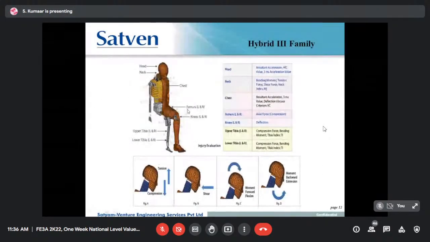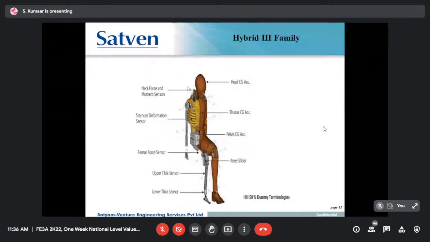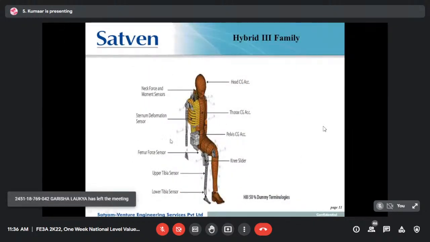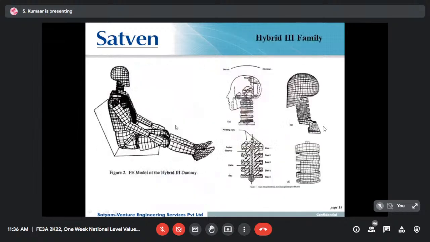So these are all the major injury criteria points. These points we need to measure from our test, and then while doing the crash simulation using the FEM, we need to compare whether we are getting the same or not. In case we are not getting it, then we need to fine tune the model. Fine tuning the model means we cannot fine tune the dummy, we need to fine tune the structural parts. This is the FE model of the hybrid 3 dummy.